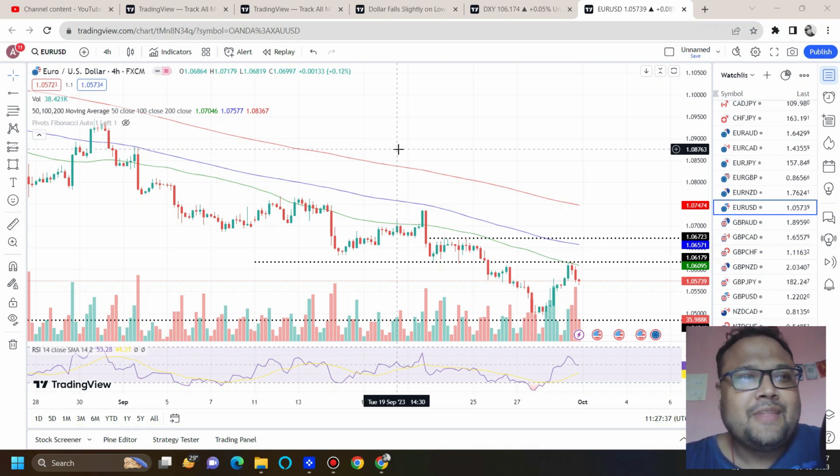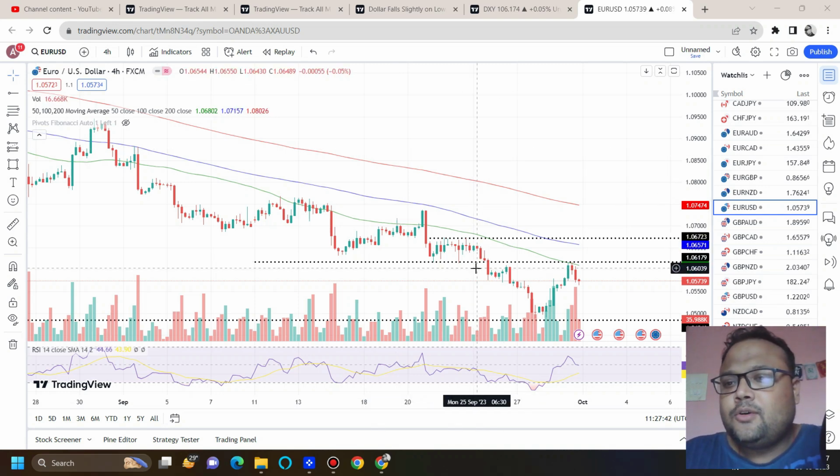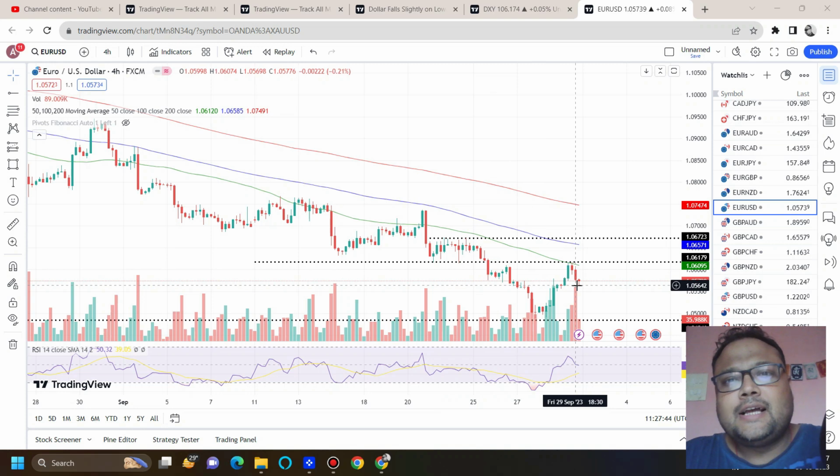So let's get started. My dear friends, this is the Forex chart of Euro USD in front of us, and Euro USD closed at 1.0573. This is the last traded price.